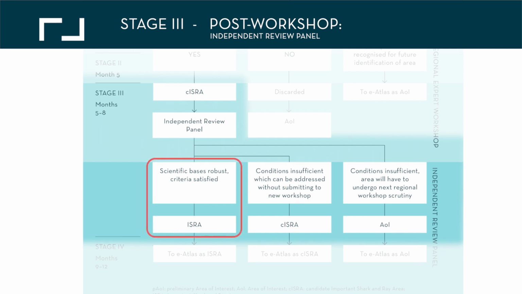If a candidate ISRA is supported by robust scientific evidence, it can then become an ISRA. If a candidate ISRA is not supported with strong enough evidence, it will remain a candidate ISRA or become an area of interest. Candidate ISRAs can be reviewed without needing to be submitted to a new workshop if the conditions that deem them insufficient have been addressed. In contrast, an area of interest can only be reviewed during the next regional workshop.